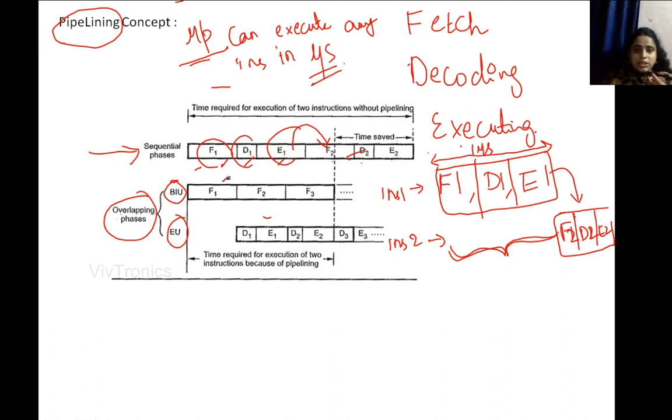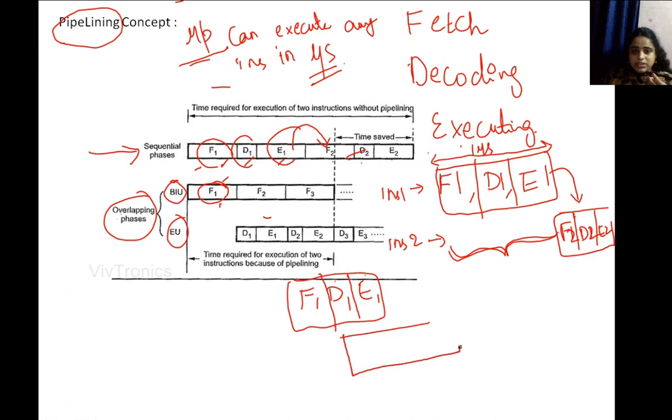operating in pipelining concept. That means see here, whenever the fetching operation is done, let me show you clearly here. Fetching, decoding, executing of the first instruction. Whenever fetching of the first instruction is done, it decodes and executes. Okay, whenever the first instruction is in decoding mode, then the second instruction is fetched. Okay, like this. So this chain continues for however many instructions that we are having.